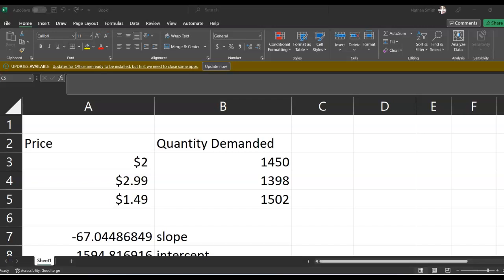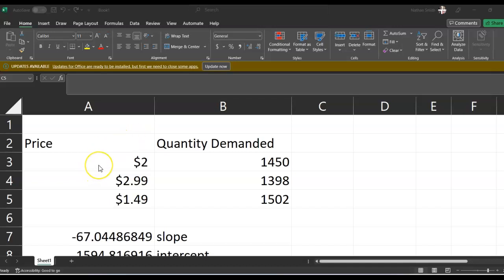Hello everyone. In this video I'm going to show how a firm can estimate elasticity from some actual price and quantity demanded data that it may have. So what I want you to do first is draw your attention to this little table that I have here. Each row represents a price point that a firm has chosen and the quantity demanded, so basically the number of units of product sold over that time period at that price.